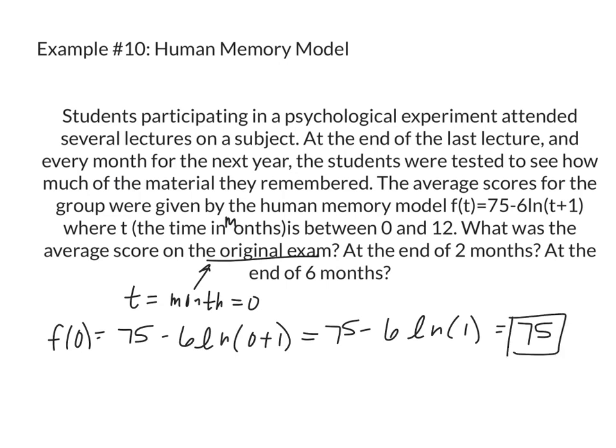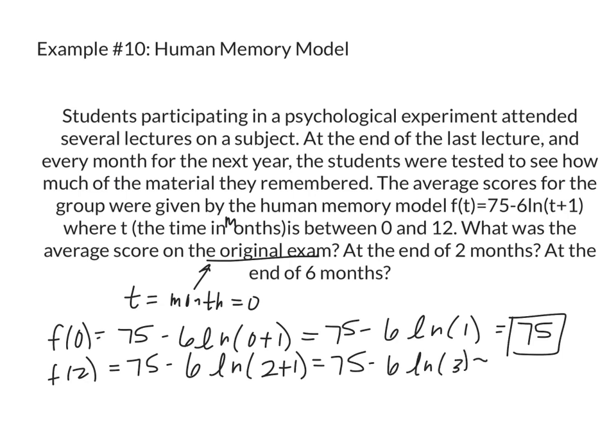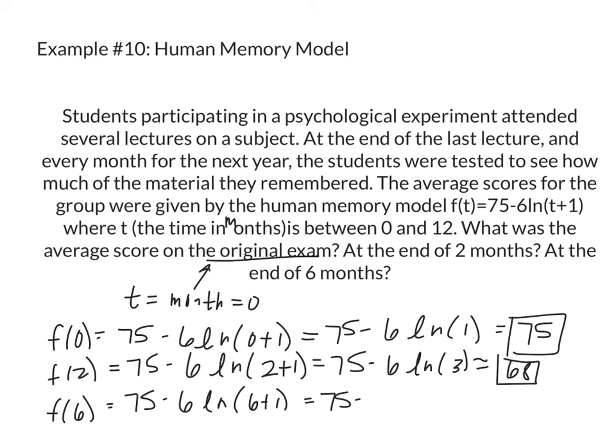At the end of 2 months would be f of 2. So that'd be 75 minus 6 times the natural log of 2 plus 1, which means 75 minus 6 times the natural log of 3. That would be about 68. And then finally, at the end of 6 months, that'd be f of 6. So that means 75 minus 6 times the natural log of 6 plus 1, which equals 75 minus 6 times the natural log of 7, which finally is going to be about 63.